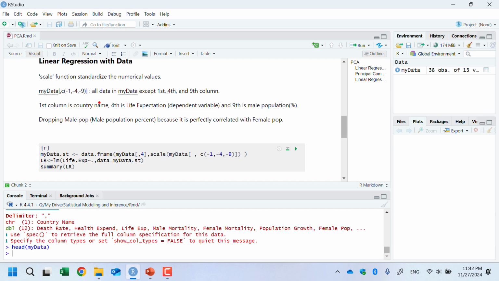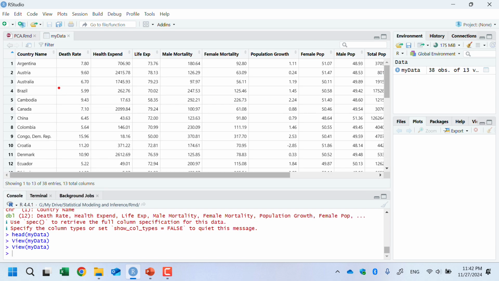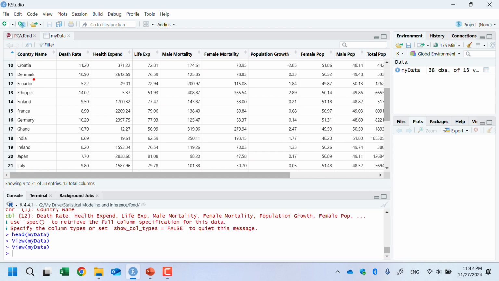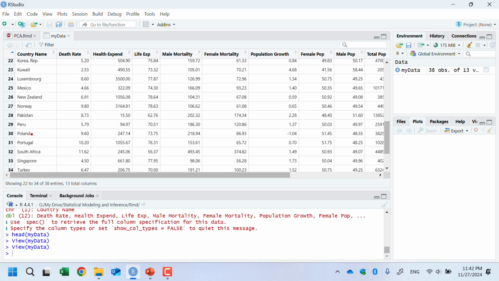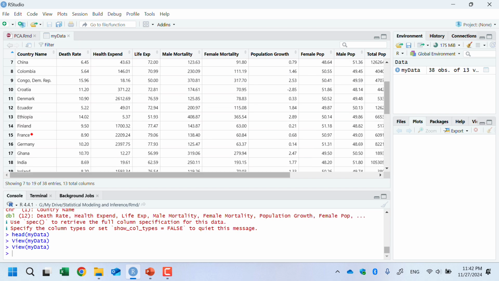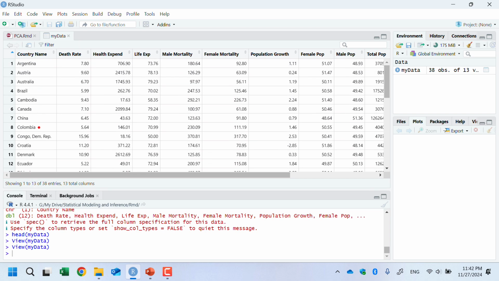The first column is the country name. Let me show you. This is our data. The first column is the country name, so we cannot use these country names for our calculations, right? So I'm going to drop the country name, and then life expectancy will be the dependent variable, so I'm going to take it out.